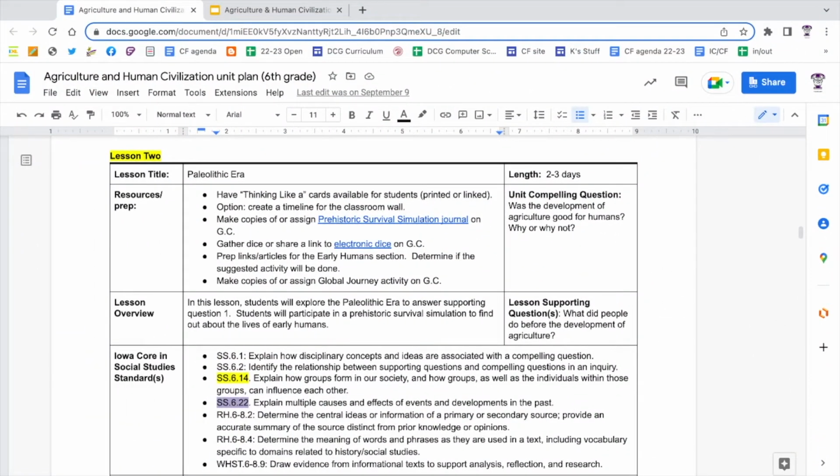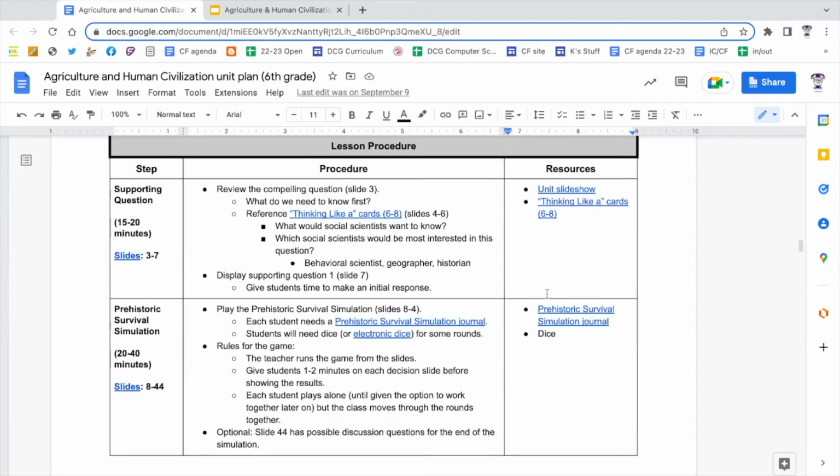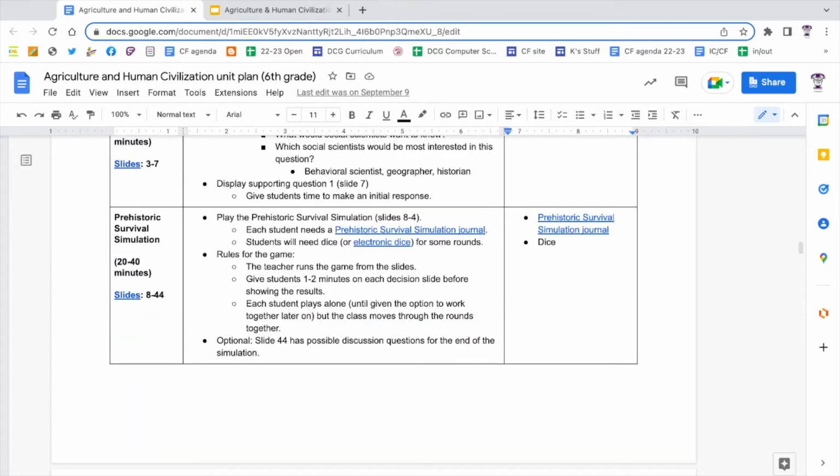Lesson 2 is about the Paleolithic era and takes 2 to 3 days. This one centers around supporting question 1, what did people do before the development of agriculture? So we begin with introducing supporting question 1, and we review the Thinking Like a Social Scientist cards. Then we move into a prehistoric survival simulation, in which students can move through and make decisions about where they want to live, the type of shelter, the type of food, and each decision has a benefit or a consequence.